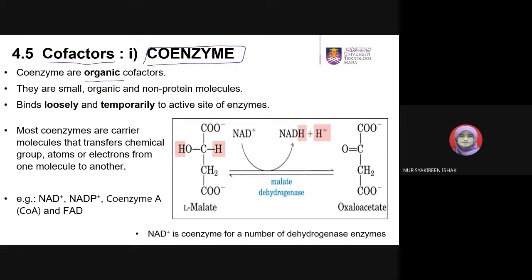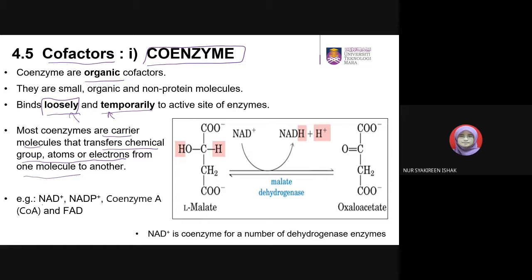Okay. They are small organic and non-protein molecules. They will bind loosely and temporarily to the active site of the enzyme. So this is how the coenzyme binds to the active site of the enzyme, loosely and temporarily. Most coenzymes are carrier molecules that transfer chemical groups, atoms or electrons from one molecule to another.